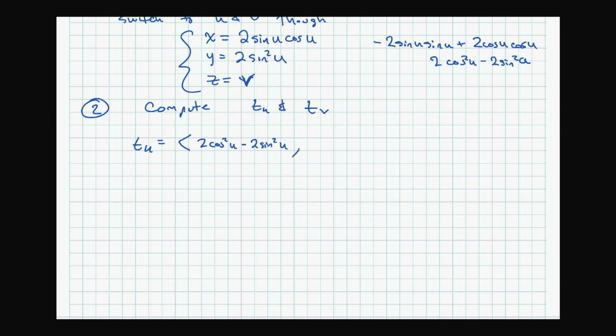And then your derivative here with respect to u is going to be chain rule. So bring the 2 down in front for sine u, times the derivative of what's inside, which is cosine u. And then the derivative of z with respect to u is 0 because there is no u. Now TV, the partial with respect to v, is going to be 0, 0, 1. So at least that one's easy. Okay, so we got the TU and the TV.